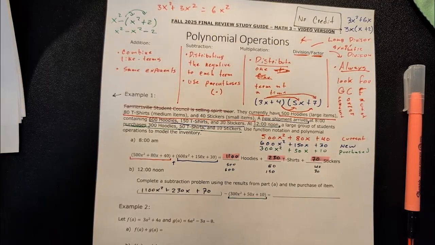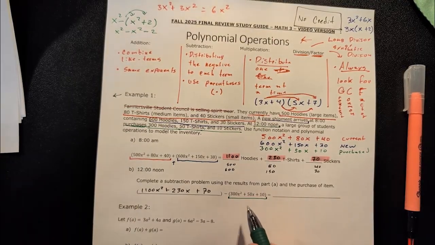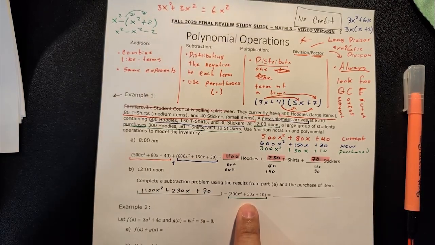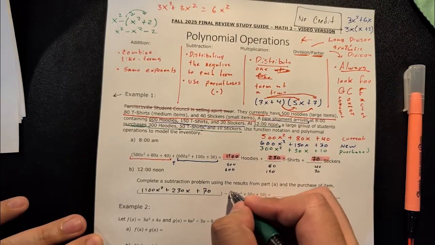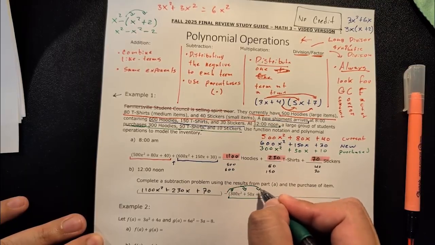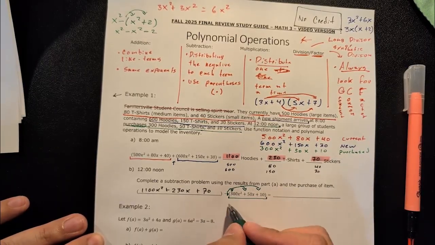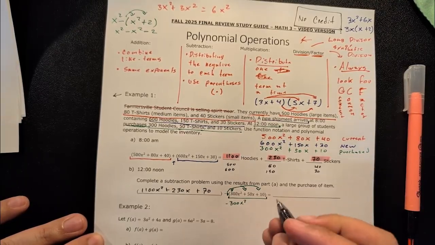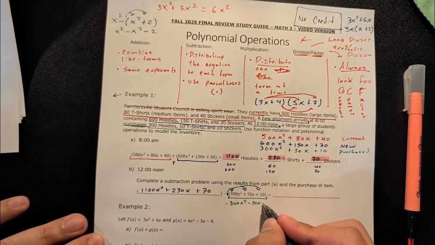we had some students purchase some items. So this means we're gonna take away 300 hoodies because they bought 300 hoodies. We're gonna take away 50 shirts because they bought 50 shirts, and we're gonna subtract 10 stickers because they bought 10 stickers. So we're gonna have to distribute this to each one. And when we just have a negative, we have an invisible one. So we have -1 times 300. It becomes -300x squared. And -1 times 50x is -50x. And then negative times 10 is -10.